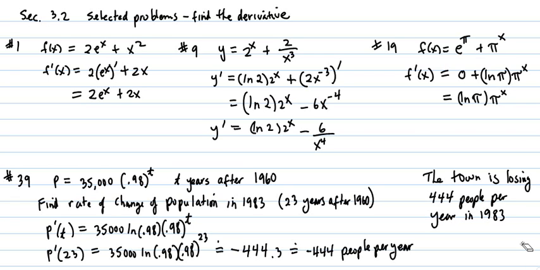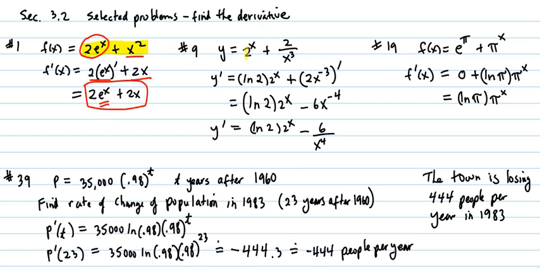Here's some selected problems from section 3.2. We're finding derivatives here. So first we have the derivative of 2e to the x plus x squared. So you take the derivative of 2e to the x, which is a constant times e to the x, which is a constant times the derivative. The derivative of x squared is 2x. The derivative of e to the x is e to the x. So that's the solution.